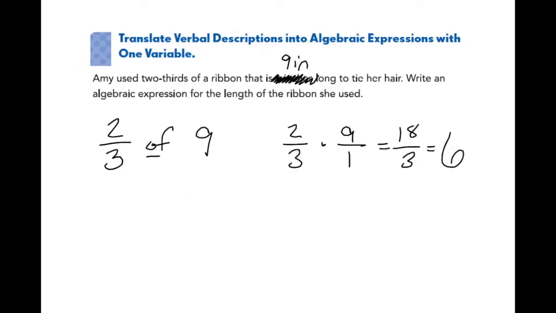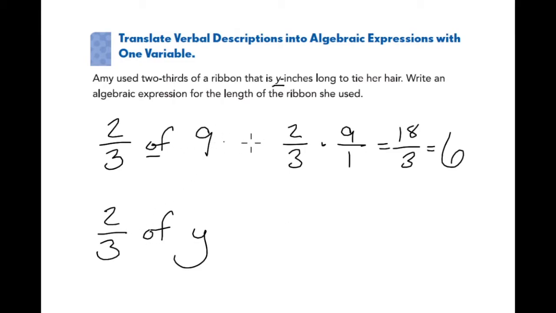In this problem, though, that is not what we're dealing with. We are not dealing with 9 inches. We are dealing with y inches. So now, anywhere where I see that 9, I'm going to replace it with the variable of y. So in the problem, again, it says Amy used 2/3 of a ribbon that is y inches long. So I'm looking for 2/3 of y.